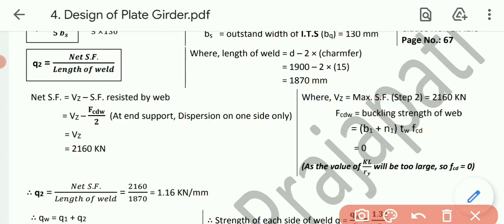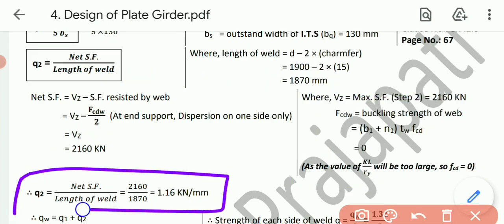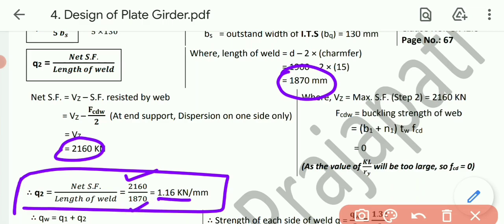Let's put down this formula. So Q2 equals net SF 2160, and length of web 1870. So the answer comes 1.16 kilonewton per mm. So that's the value of Q2.